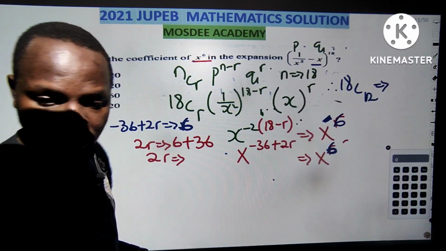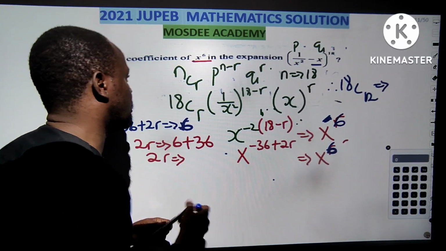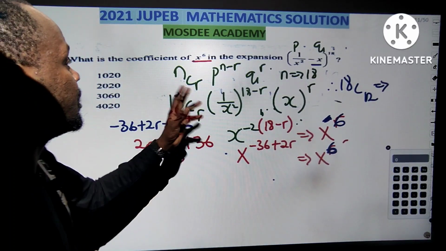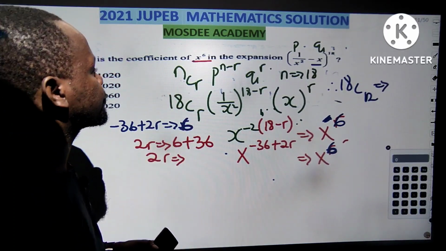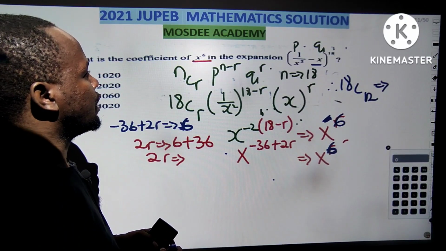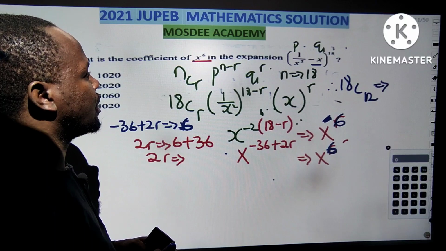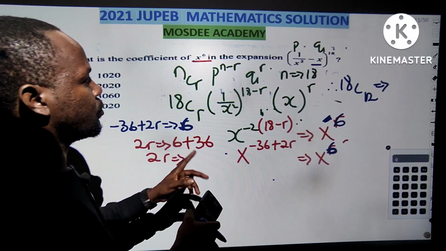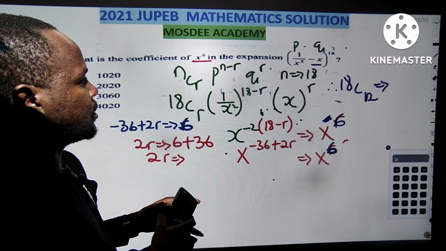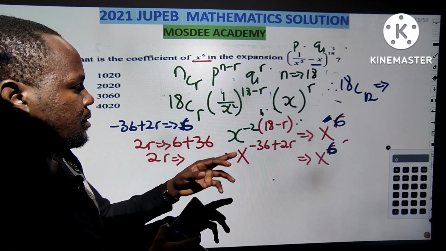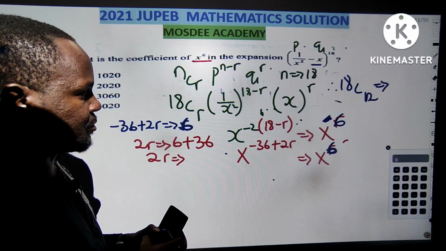But I think there's still an error in what I've done. Let me carefully look at it. Thank you, I have a calculator. Now let's check it again. nCr equals p raised to power r, then q raised to power n minus r. So I use this as 1 over x squared, x raised to power minus 2, n is 18. We are looking for the 6th power, and I equate that one to the 6th power.